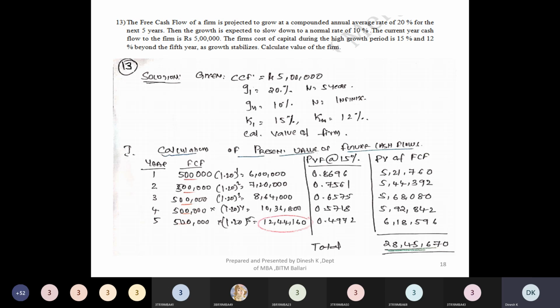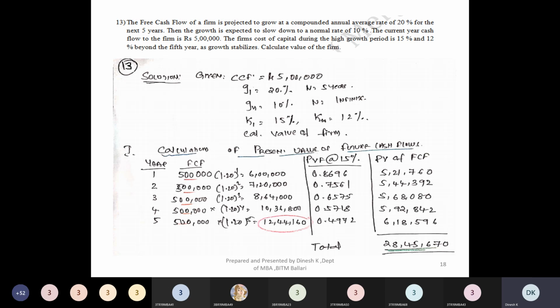That is 1 divided by 1.15 to the power of 2. If you simplify it, you will get the value of 0.7561. You will get 0.7561 multiplied by 7,20,000. If you multiply, you will be getting the value as 5,44,392.